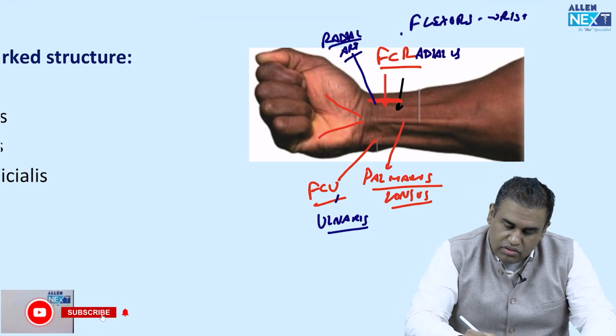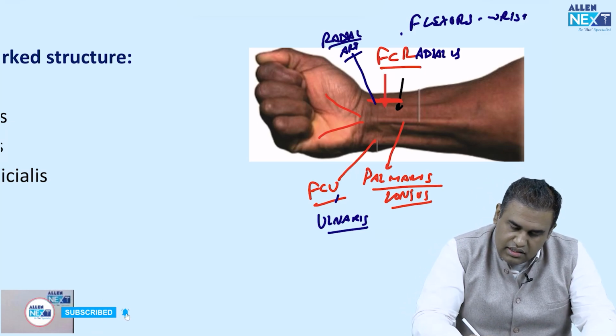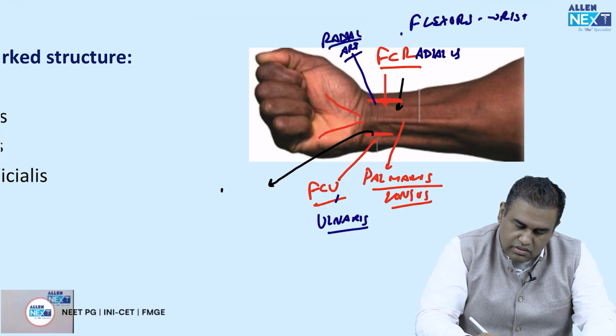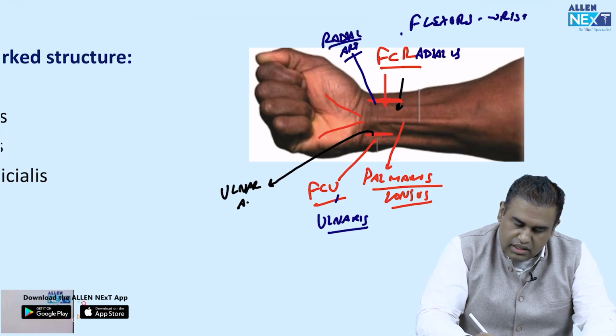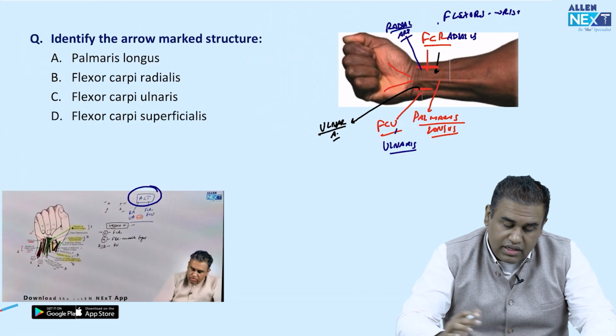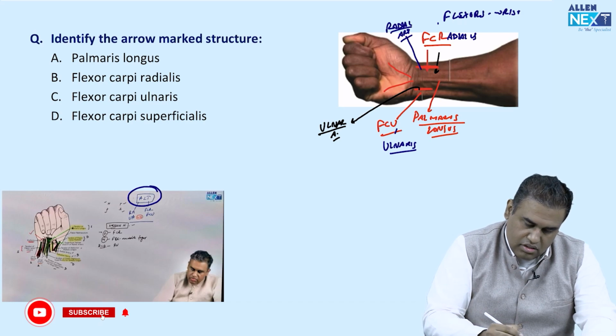And the FCU tendon is over here, then the artery which is lateral to it over here will be our ulnar artery. Understand this part. So radial artery and ulnar artery are lateral to the FCR and FCU tendons. I hope the answer is already clear. It is flexor carpi radialis.